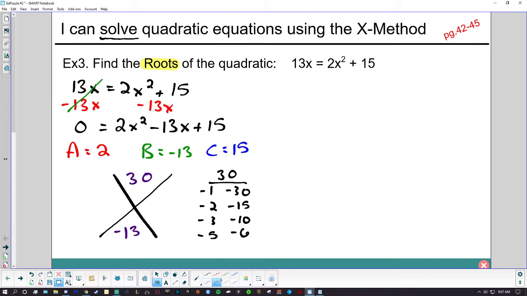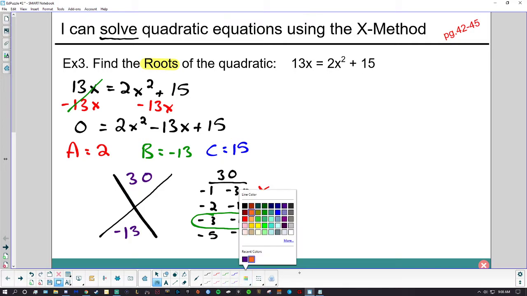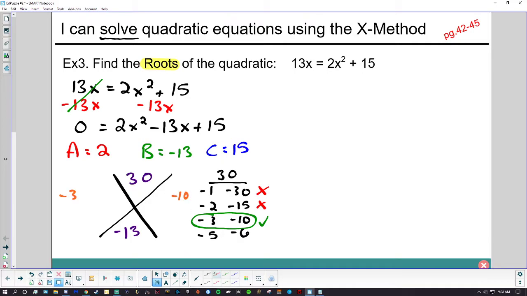Okay, so we need to check which of these pairs are going to add up to negative 13. Well, negative 1 plus negative 30 is negative 31, so that's a loser. Negative 2 plus negative 15, negative 17. Negative 3 plus negative 10, that is our winner chicken dinner. These add up to negative 13. So those are our two winners. We have negative 3 and negative 10. Okay, but we're not done yet.